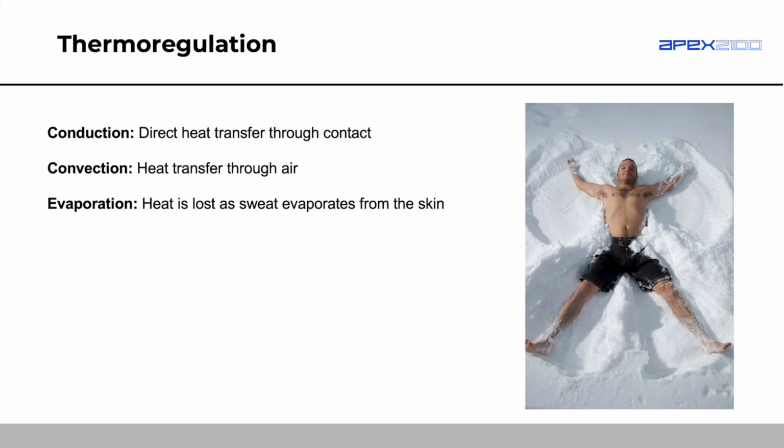Convection is heat loss through air. So let's say wind can increase the rate of heat loss from the body. And then evaporation is the process of sweating. It's where heat is lost as sweat evaporates from the skin. So conduction is direct transfer, convection is through air, and evaporation is sweat evaporating on the skin.